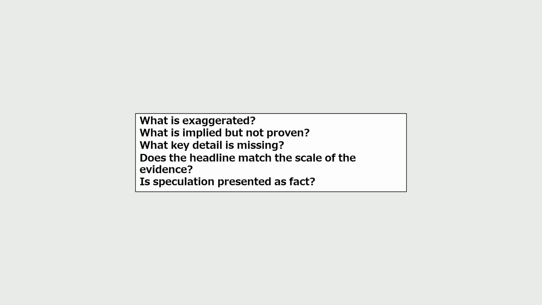When you're looking at any fact that is presented to you, have a think about whether you've got exaggerated facts, whether you've got things that are implied but not proven, whether there's some key details missing, whether the headline matches the scale of evidence, or indeed whether the claim, if you're not looking at a headline, matches the evidence that is available to support it. And also consider whether speculation is presented as fact.